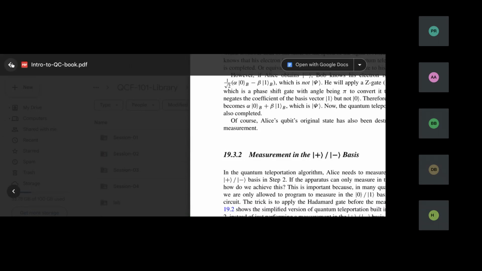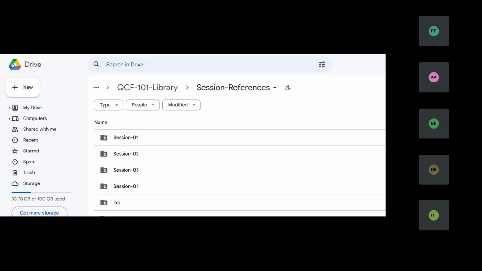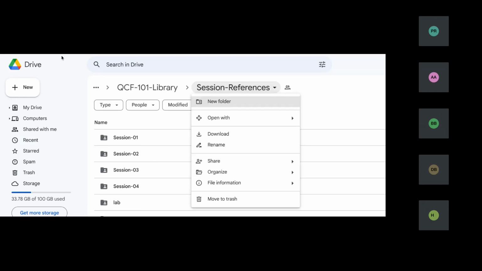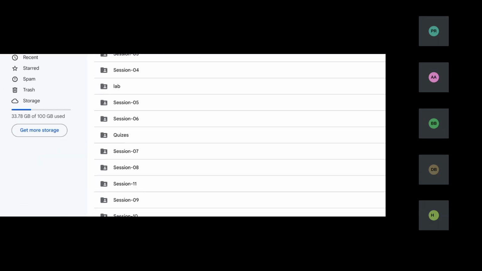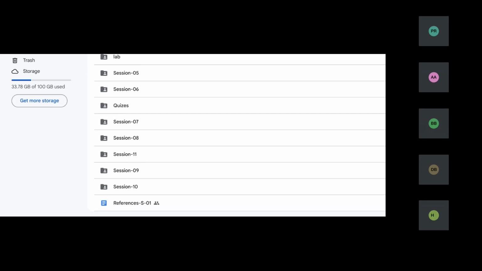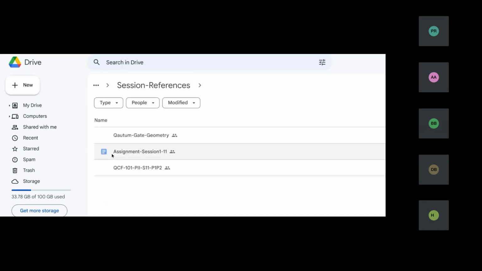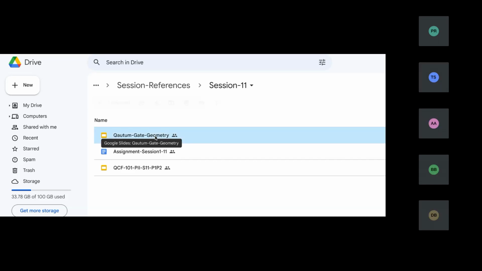So this is session references. Under session references, I was trying to do session numbers 7, 8, 9, 10. Today's is 11, so I will load into this. So you can see quantum gate geometry. Are you able to see this? Can you see the title called quantum gate geometry? Okay, yes. This is the one which has all the gates.